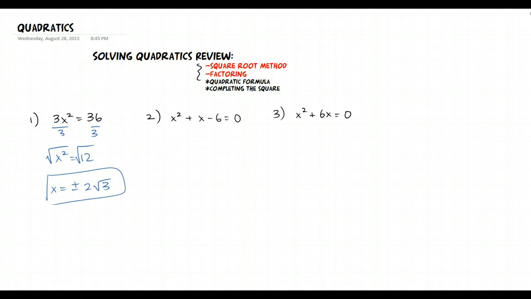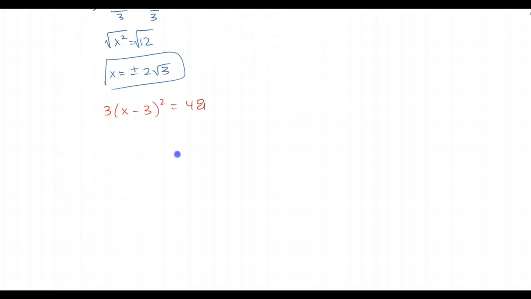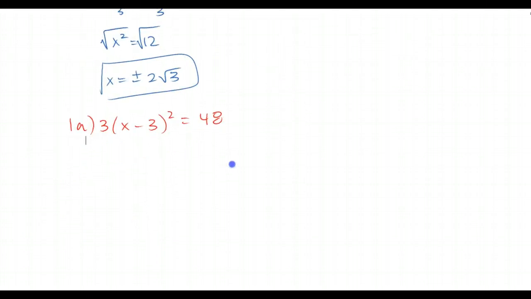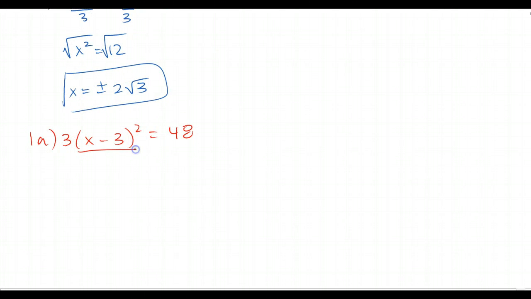Okay, now I'm going to actually add another problem here. If I have something that looks like this, I still want to try to use the quadratic formula. Or sorry, not the quadratic formula. I still want to use the square root method. So in this problem here, let's call this 1a, I would like to use the square root method because I can isolate this term here pretty easily by just dividing out the 3. So I'm going to divide out the 3. And I'm left with x minus 3 squared equaling 16.